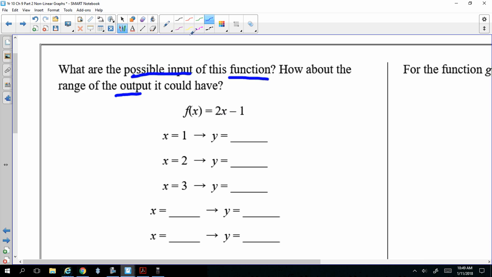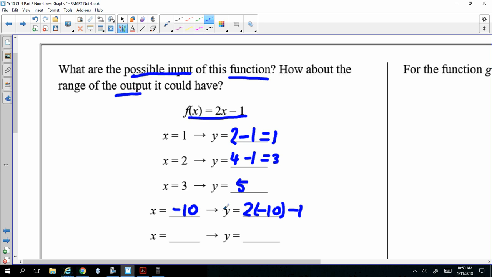We substitute x equal to 1, what's the y value? 2 minus 1, you get 1. When you substitute 2, you get 4 minus 1, you get 3. And then when you substitute 3, what do you get? You get 5. Or you can substitute negative 10, or just make up any values. That would be minus 21, and if you substitute say 1,000, what's the y value going to be? 2,000 minus 1, 1999.